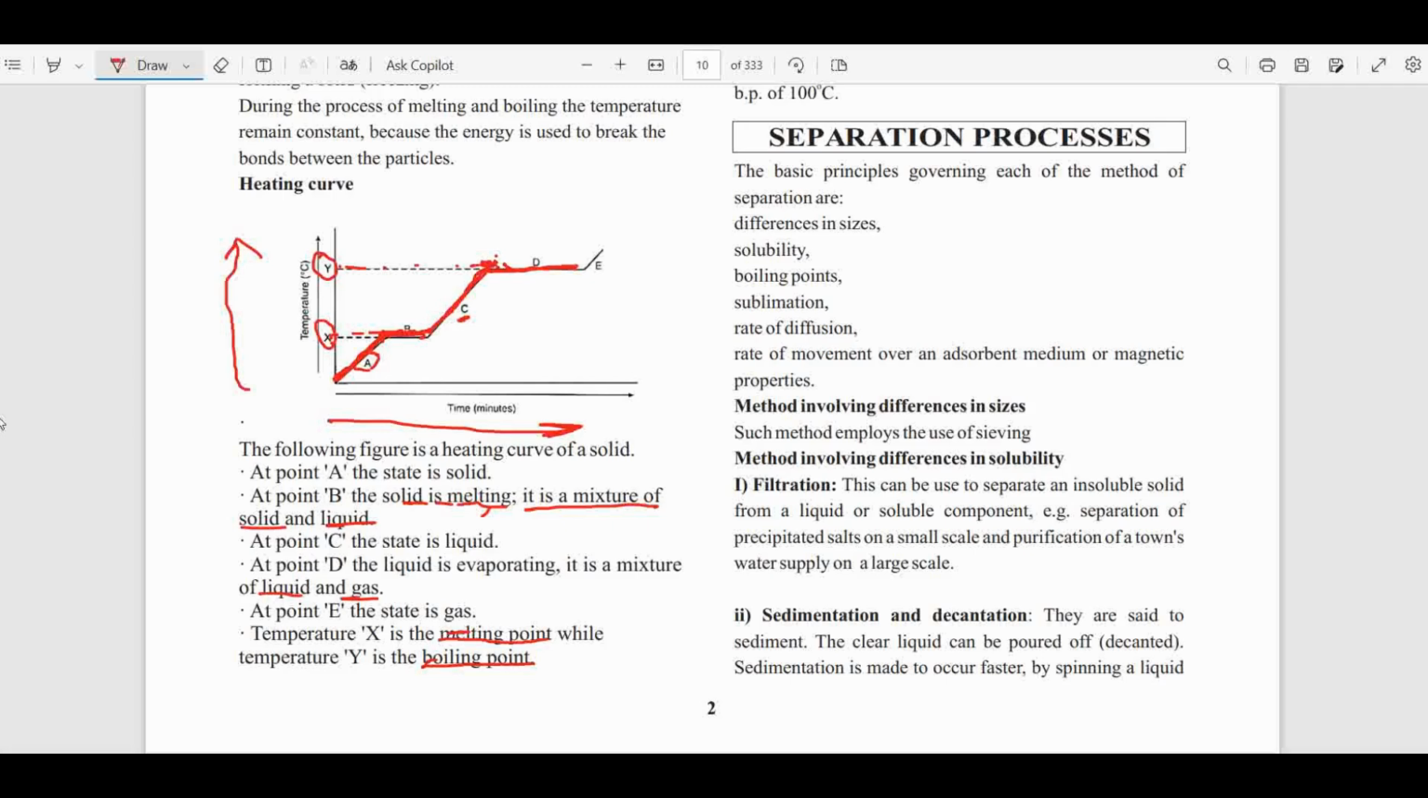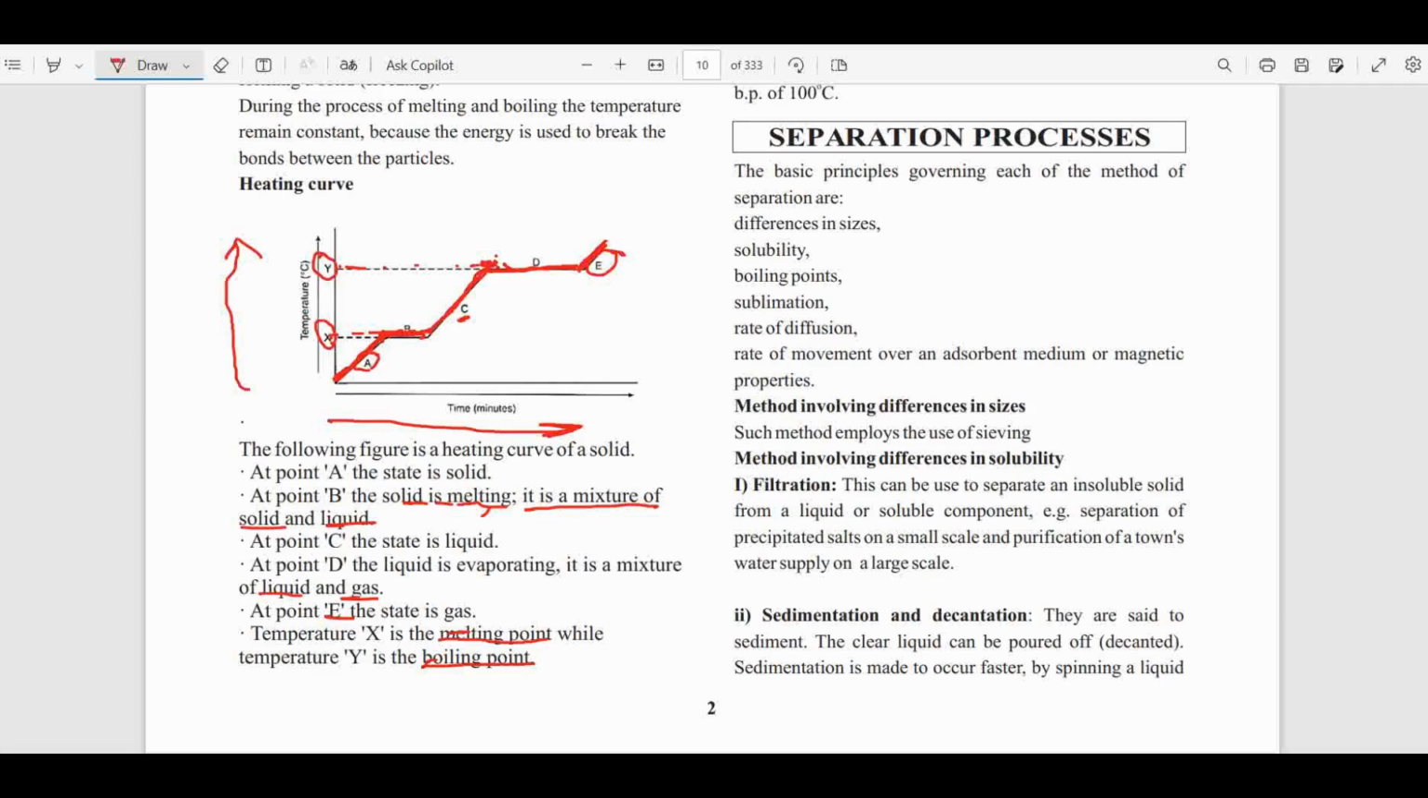It is important to be able to identify all these points on a heating curve. And finally, we have the point E, which is as a result of the increase in temperature, the temperature is now getting higher than the boiling point. Then what you have here will be completely gaseous state, and that is the point E, completely gaseous state. So I hope that is clear.